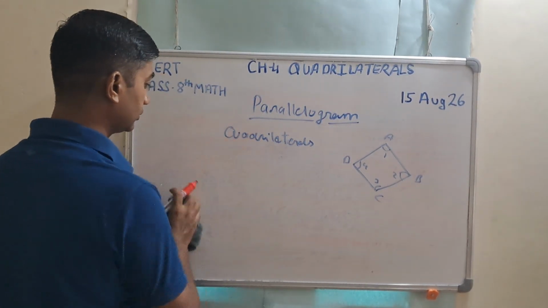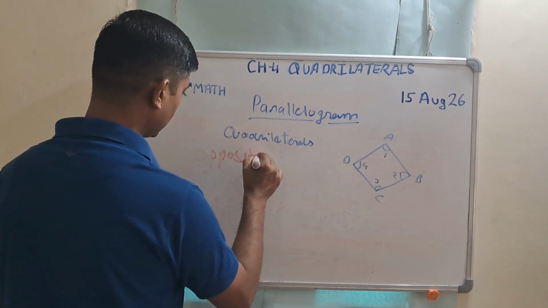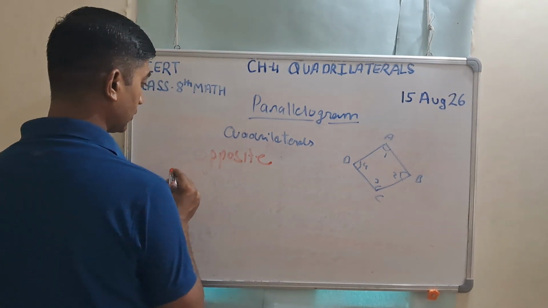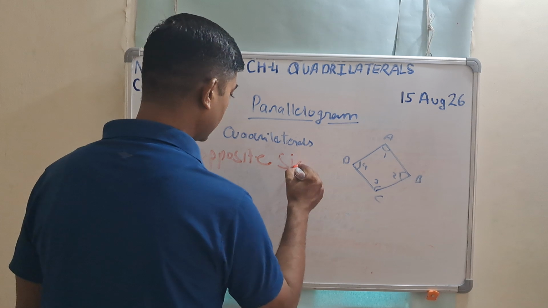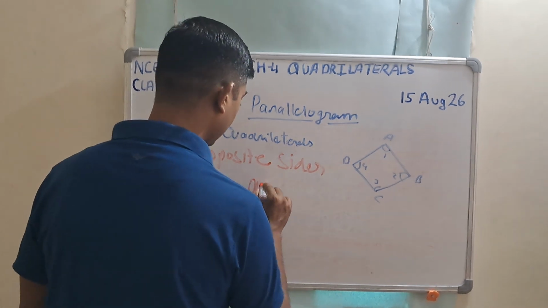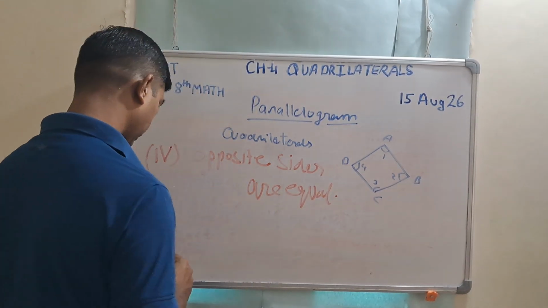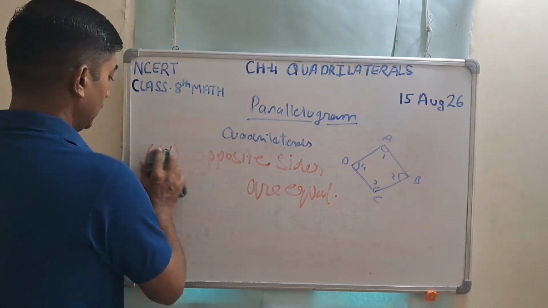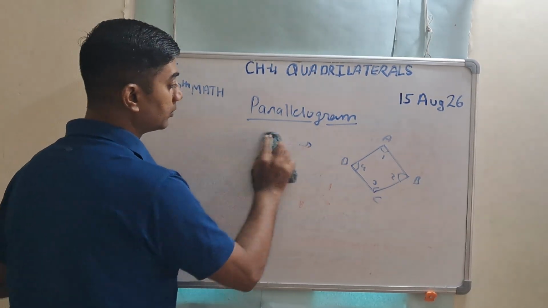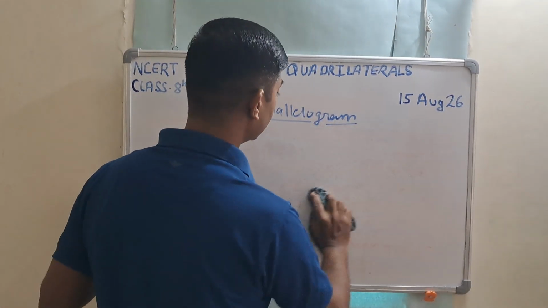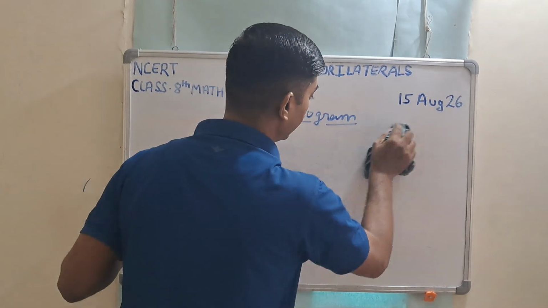And what was our fourth point, which I have already written, that opposite sides are equal. This is what we have studied in yesterday's class, means the previous class. Now we will move to the next topic.